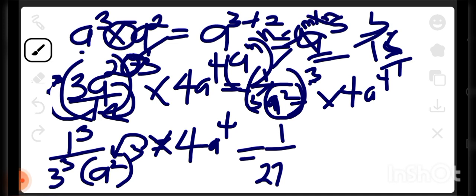If you have a double power, you multiply the two. It will now be 3 times 2. 3 times 2 gives us what? 6. We have a raised to power 6 there, times 4a^4.